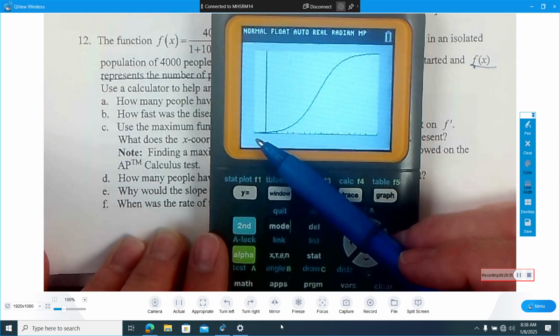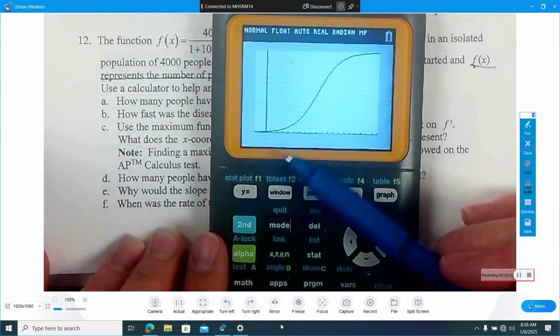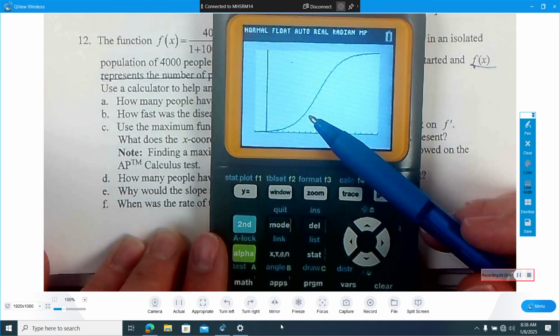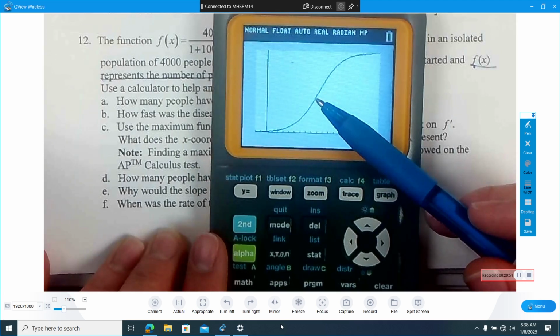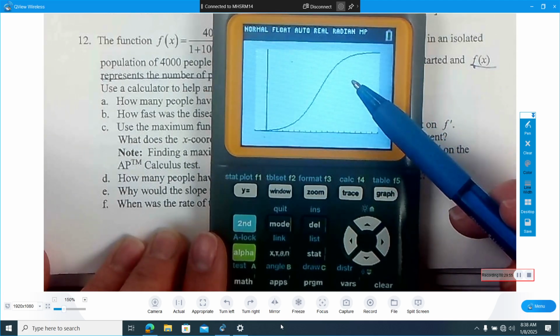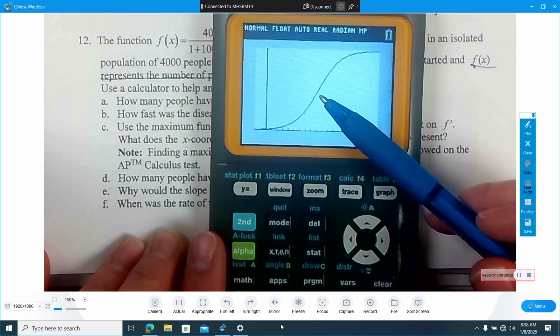You'll notice the graph is going from concave up, and it changes to concave down, all right? So we get this point of inflection here. This is the maximum rate of infection per day, all right? It's the steepest right at that point of inflection, and then it starts decreasing. That would be the rate of infection per day is decreasing after that. All right, so that point of inflection in a logistics curve is very important.